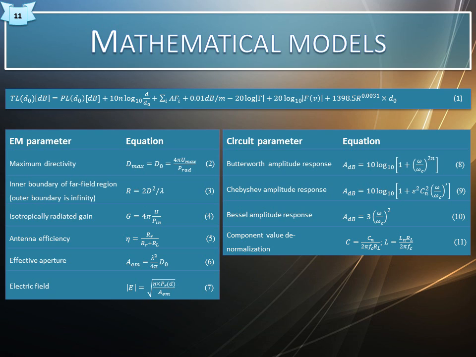This slide shows the mathematical models of the three disciplines used to complete the required simulations and designs to verify the feasibility and accuracy of the research hypothesis and research questions, namely the path loss prediction model, electromagnetic structure simulations, and electronic low-pass filter equations.